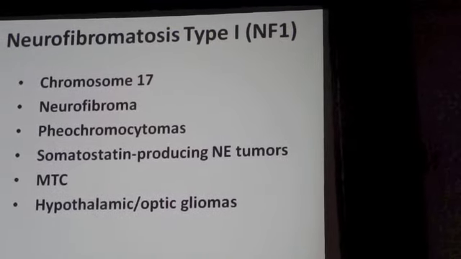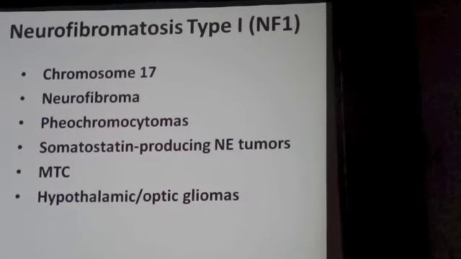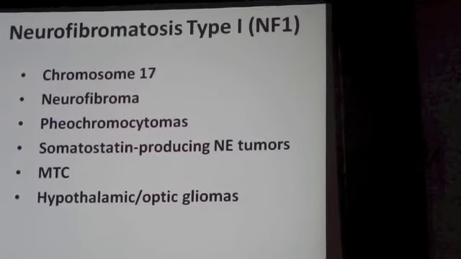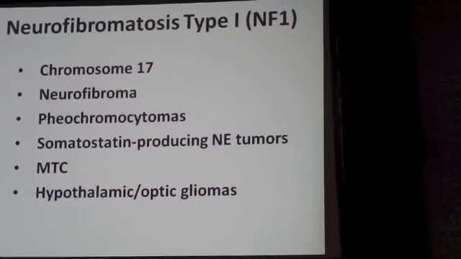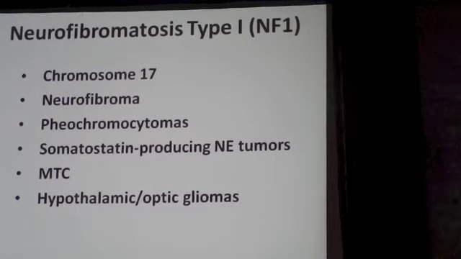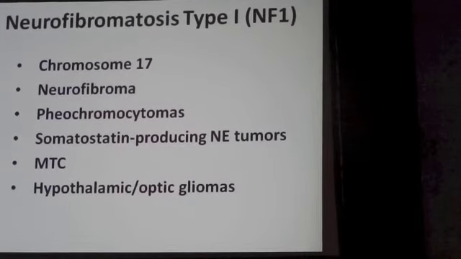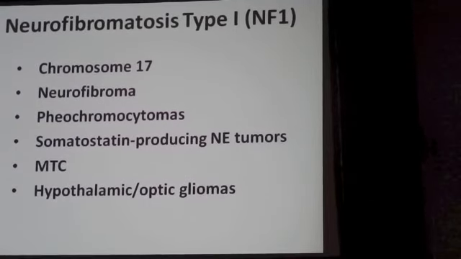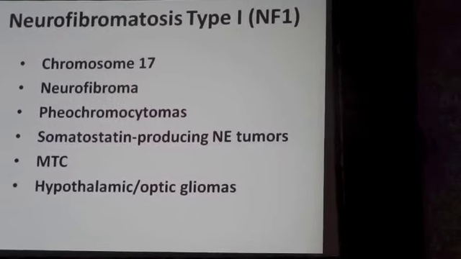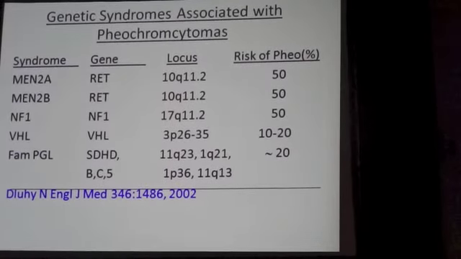What about neurofibromatosis type 1? Again, a spectrum of diseases, and we usually think of the abnormalities of the nerve sheath lesions, but pheochromocytomas are seen in these patients, and somatostatin-producing neuroendocrine tumors are also seen. They can have what's pretty uncommon, medullary thyroid carcinomas and hypothalamic gliomas.